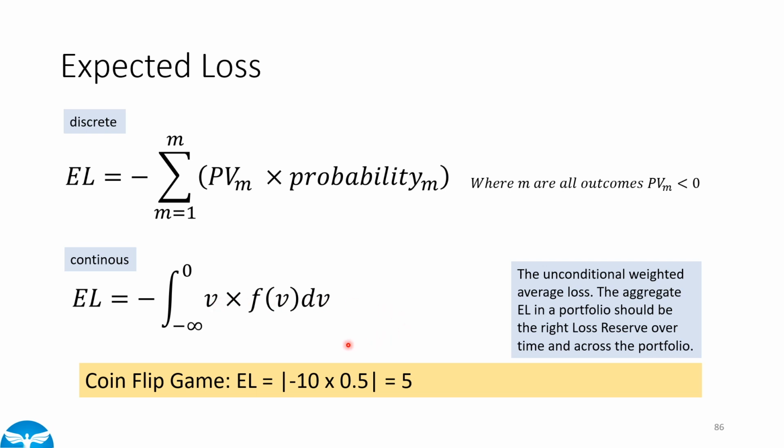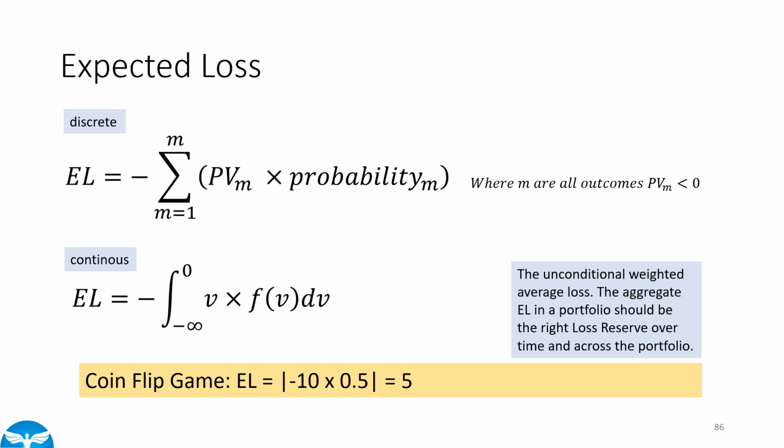For the coin flip game, this measure is simply the one outcome where we lose money, minus $10, times the probability of that scenario occurring, 0.5. And then, because it's called a loss, you take the absolute value of this, and that's $5.